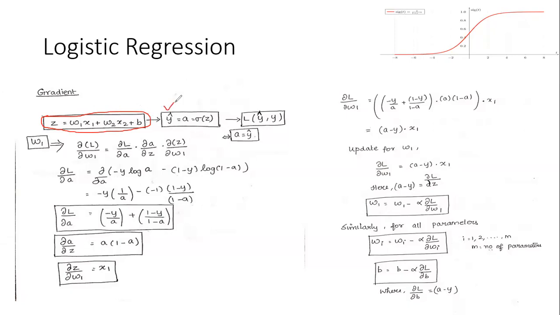Y hat is what? Y hat is the output of the sigmoid function, which I am representing as A, and that is sigmoid of Z. We saw earlier that first I'm estimating Z, and then I'm putting that in the sigmoid function to get a value between 0 and 1. So that is in here, and obviously we mix that up with the loss function. Based on this we derive the loss function. We will do that in detail in deep learning.